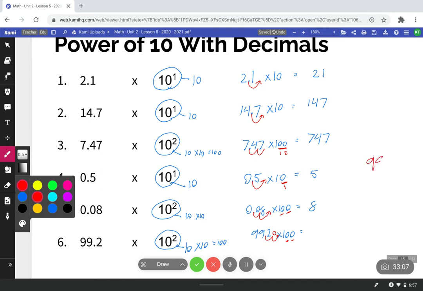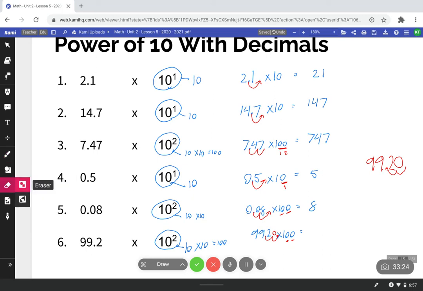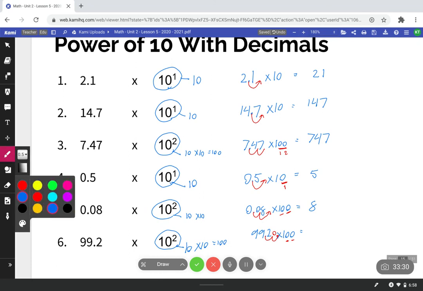If it's 99 and 2/10, we don't have to put that 0 there. It's implied. But once we moved the decimal point over, it exposed it and made us make sure we write it down. So our final answer is going to be 9,920.